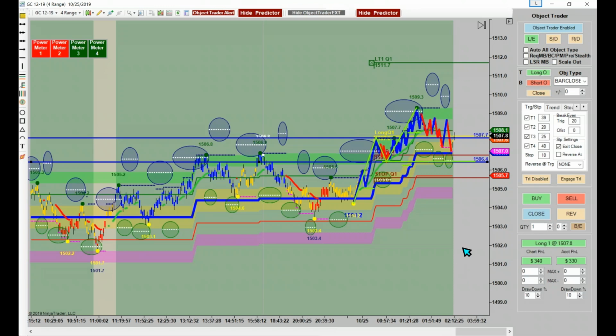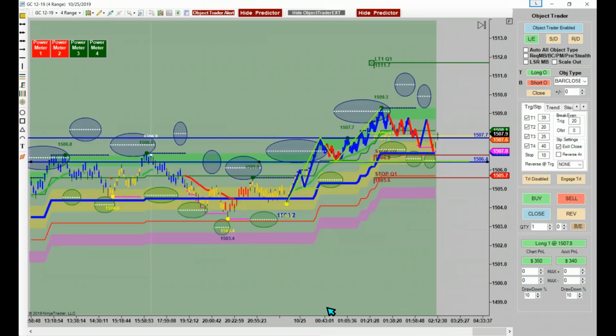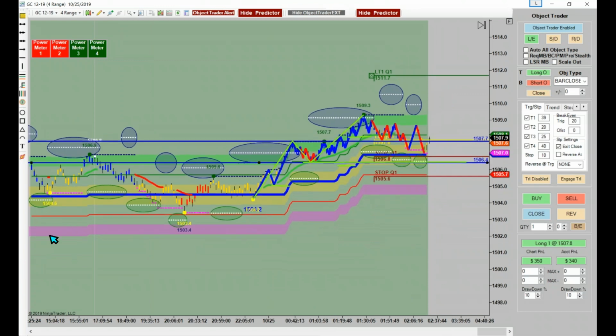Now I wouldn't go nuts and go 5 contracts here, because the trade was down here, right where we drew our line. And since I was talking, I missed it. But let's see if we get another one.